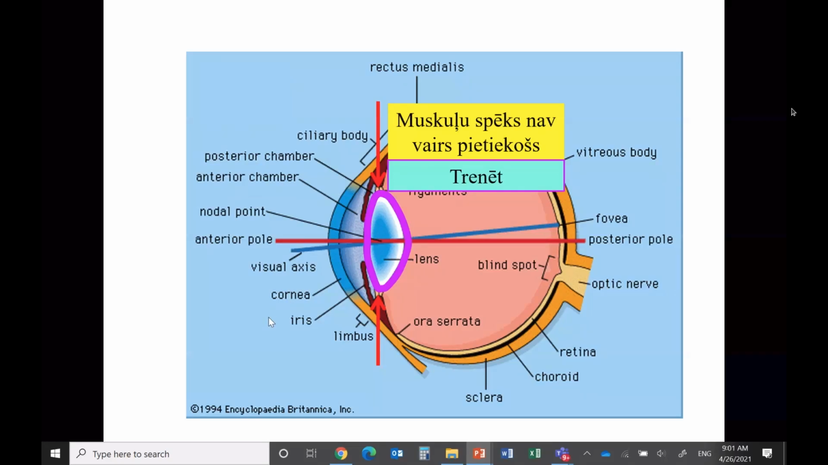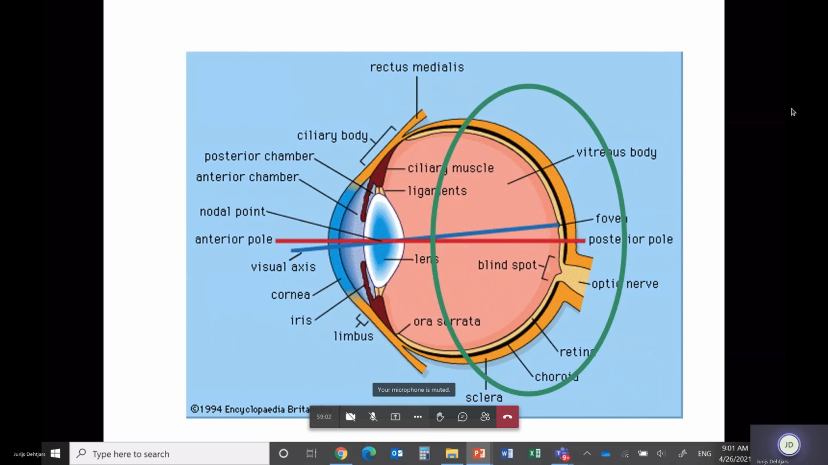I knew one guy, unfortunately he passed away already, but he didn't use glasses until the end of his life. He passed away at somewhere around 90 years old. And he trained these muscles by specific exercises. So next time we are going to speak about the optical compensations using the lens.